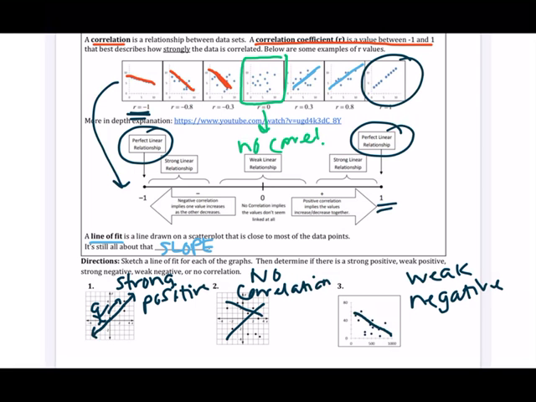A correlation coefficient is a value between -1 and 1 that is calculated using a computer or a calculator. Your job is really to be able to look at a scatter plot and identify: is there a correlation? Is it positive or negative? Is it strong or weak?